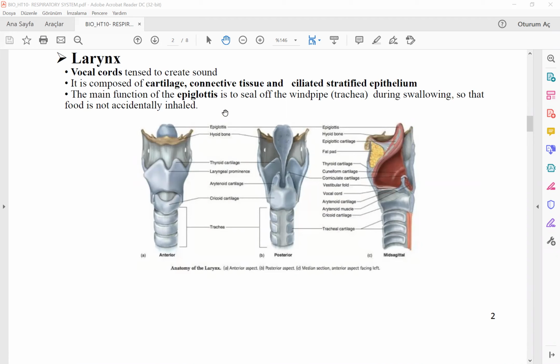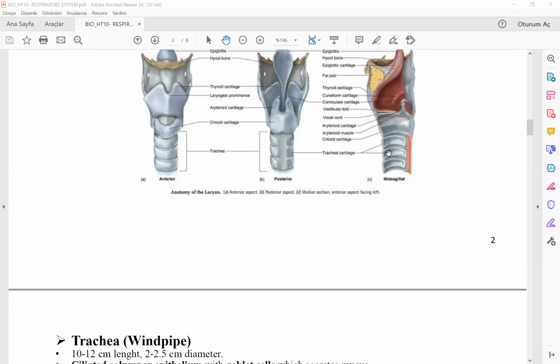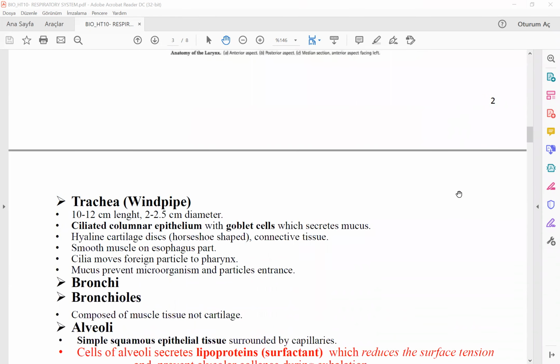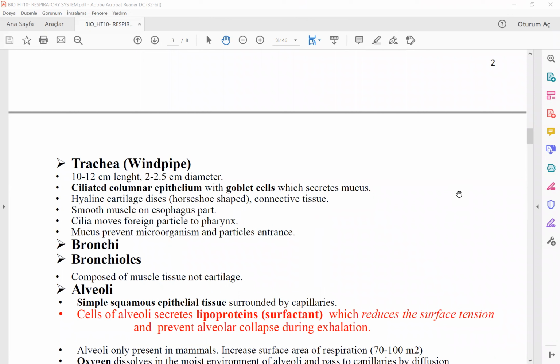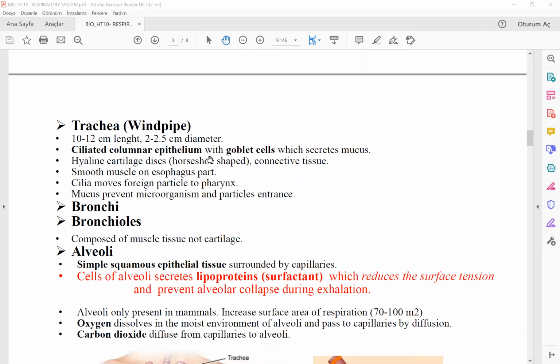The epiglottis seals the windpipe during swallowing, so that food is not accidentally inhaled through the trachea. And the trachea is the windpipe. It has a length of 10 or 12 centimeters and a diameter of 2 or 3 centimeters. And it has ciliated columnar epithelium with goblet cells.